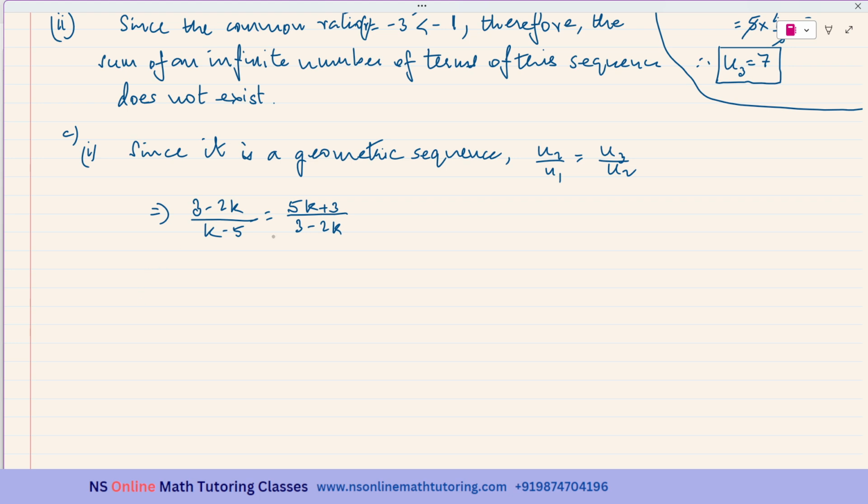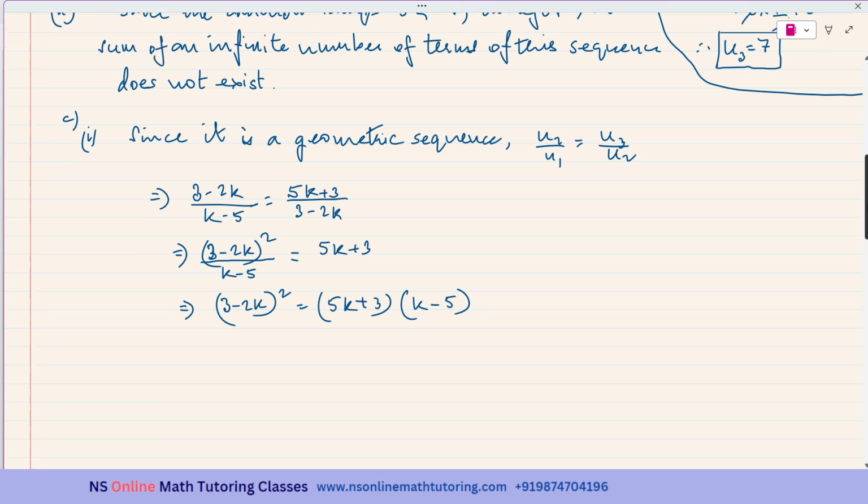And now we will be cross multiplying, or I can say we are multiplying both sides first with 3 minus 2k. So this is 3 minus 2k whole square over k minus 5. I am multiplying both sides with 3 minus 2k instead of cross multiplying. You can do the cross multiplication directly as well. And next, I am multiplying both sides by k minus 5. So it is 3 minus 2k whole square is equal to 5k plus 3 and k minus 5.